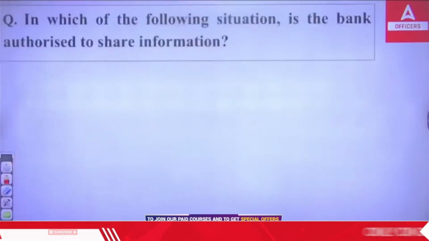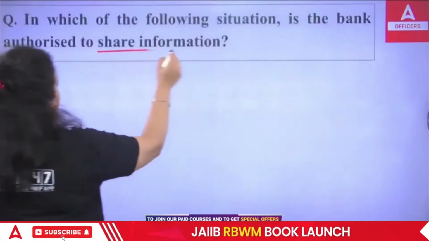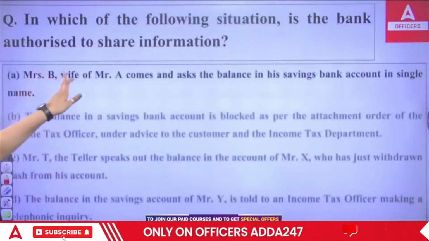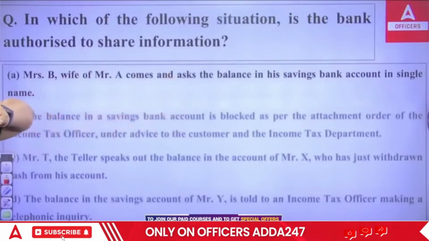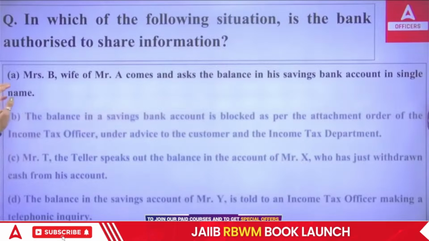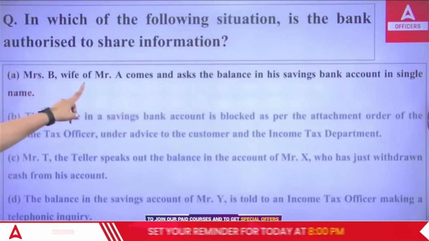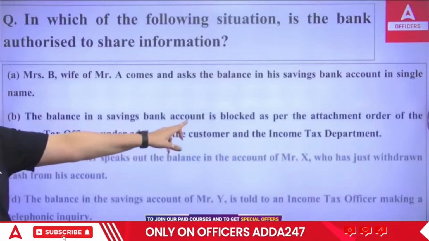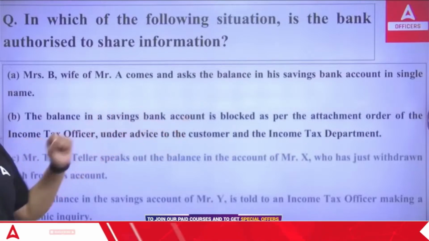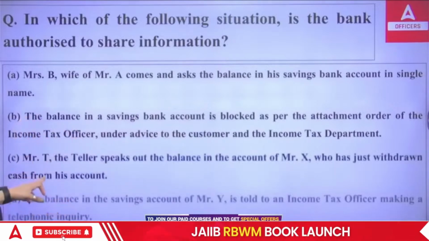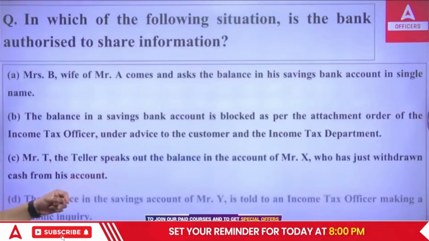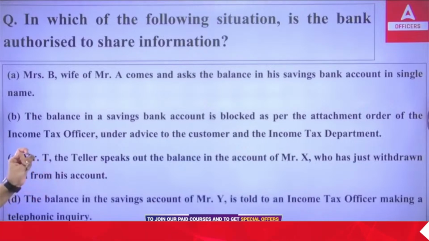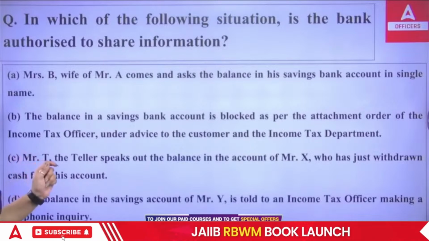Now, in which of the following situations is the bank authorized to share information? First, Mrs. B, wife of Mr. A, comes and asks the balance in his savings account in a single name. So the account is in the name of Mr. A, but his wife came to the bank asking for the amount. Second, the balance in a savings bank account is blocked as per the attachment order of the income tax officer under advice to the customer and the income tax department. Then Mr. T, the teller, speaks out the balance in the account of Mr. X, who has just withdrawn cash from his account. Then the balance in the savings account of Mr. Y is told to an income tax officer making a telephone inquiry.